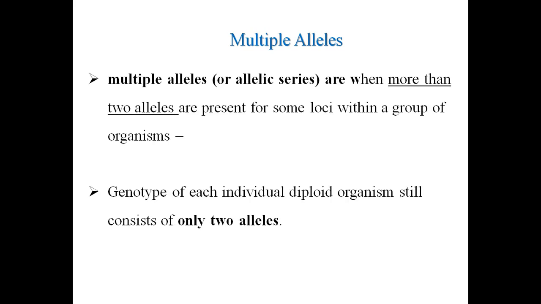But it is similar to what we observed in Mendelian genetics, that two alleles are present for each character or each trait. In that case, any two of the combinations may be present. So here is the definition: multiple alleles are more than two alleles present for some loci within a group of organisms. And the genotype of each individual diploid organism consists of only two alleles.